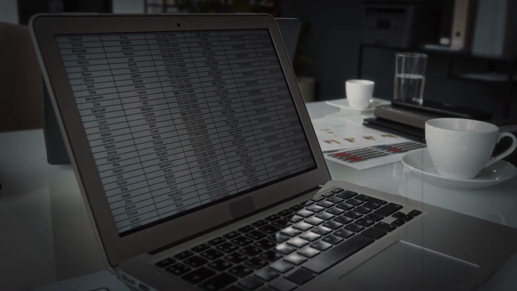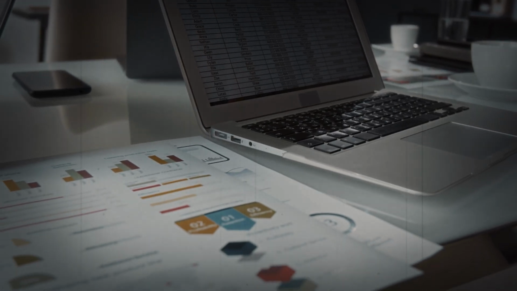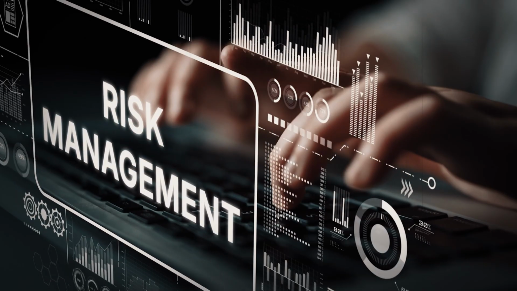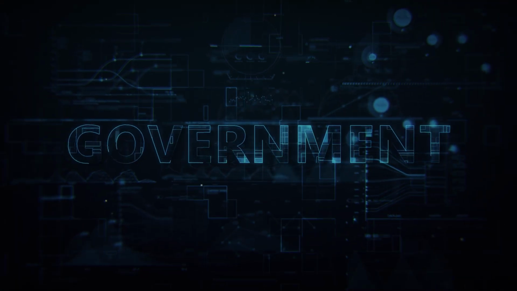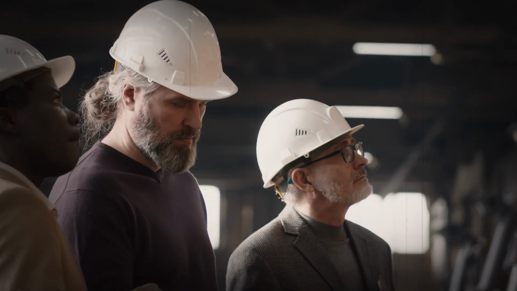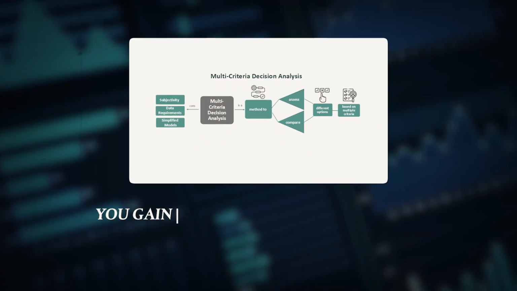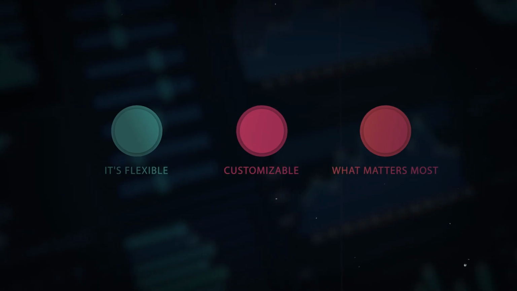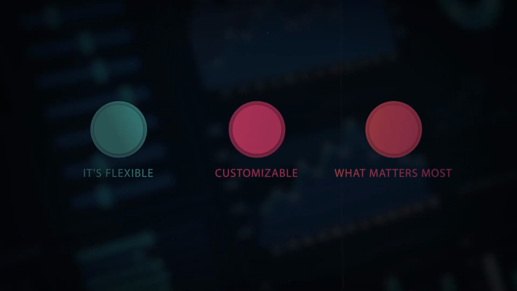And yes, this can all be done in Excel or through software. Just a clear framework, aligned weights, and honest scoring. Think of it as risk-based governance in action. Because whether you're allocating inspections, targeting fraud surveillance, or funding food safety programs, this approach helps you move from everything matters to this matters most. So with MCDA, you gain clarity across complexity. It's flexible, customizable, and grounded in the factors that matter most to your context.